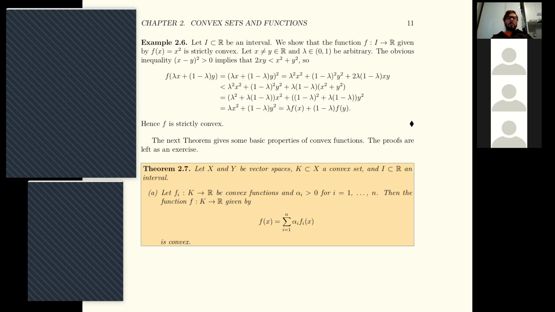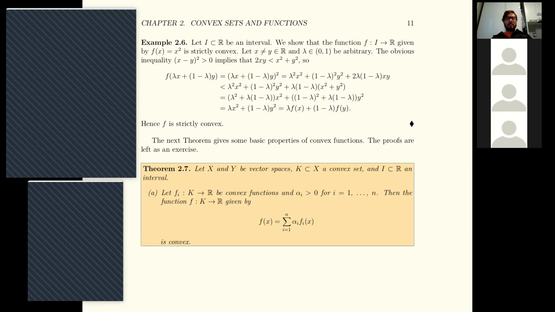Here are some theorems. Well, here's one theorem that gives the basic properties of convex functions. The proofs here are left as an exercise. We'll discuss this during the exercise session, so that will be either Thursday or Friday, depending on which one you attend. So, if we have two vector spaces, x and y, we have a convex set inside that set x, and we have some interval of real numbers.